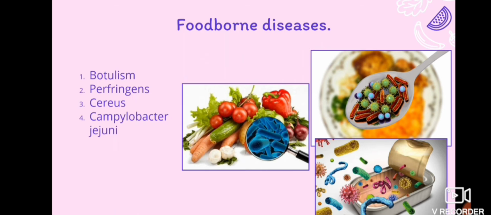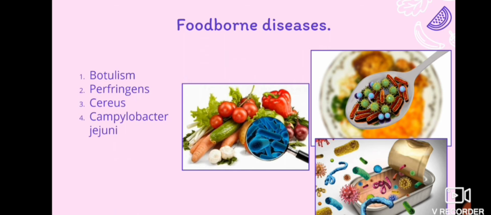Number one, botulism, a rare poisoning caused by toxins produced by the bacterium Clostridium botulinum. Botulism can be fatal and requires emergency medical attention. It can occur in infants and is spread through food or infected wounds.